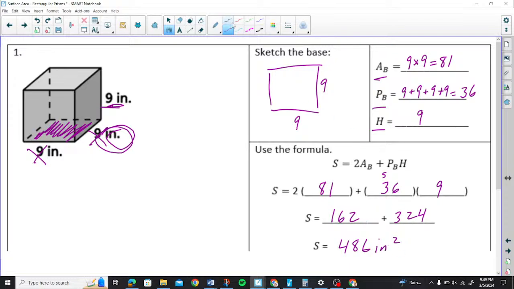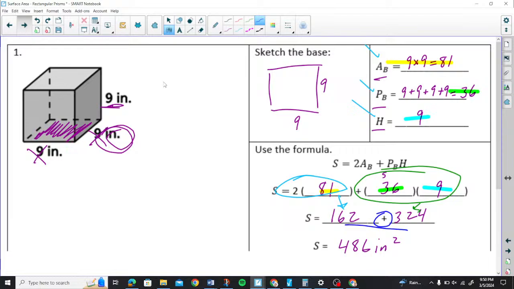So again, what I did was I found the area, I found the perimeter of the base, I found the height of the figure, and then I substituted them. So again, that was taking the area and putting it down here, taking the perimeter and putting it here, and taking the height and putting it here. Afterwards, we find our product, it goes right here. We find this product, it goes right here. And then we find the sum of the 2 numbers.